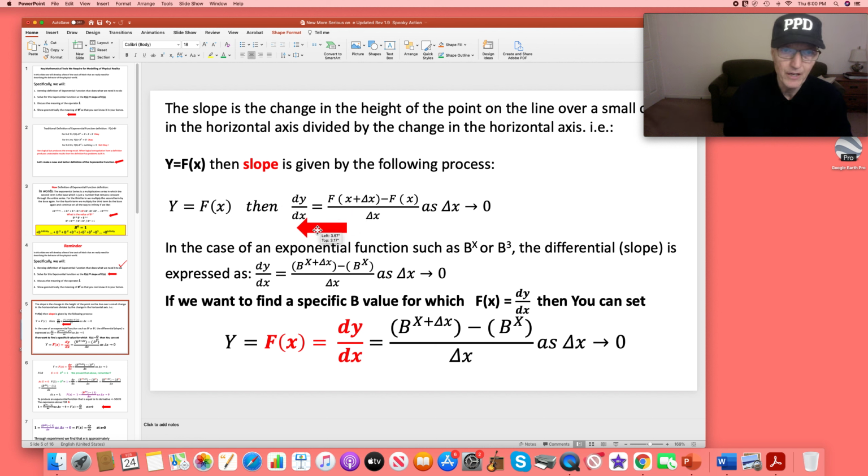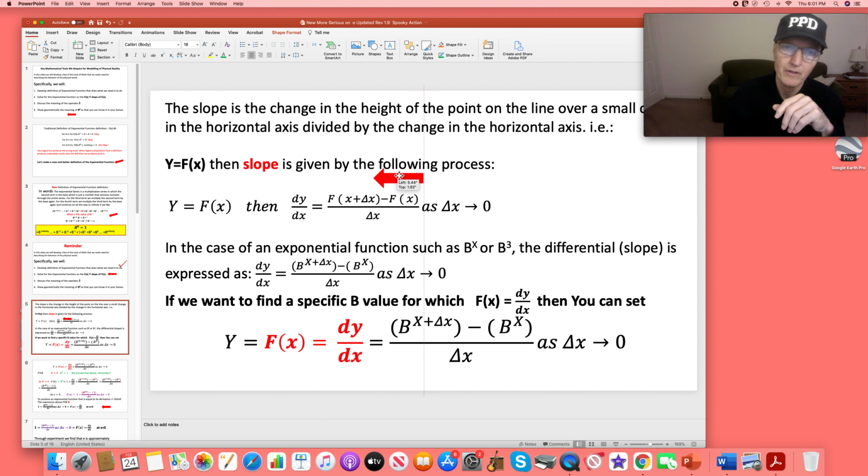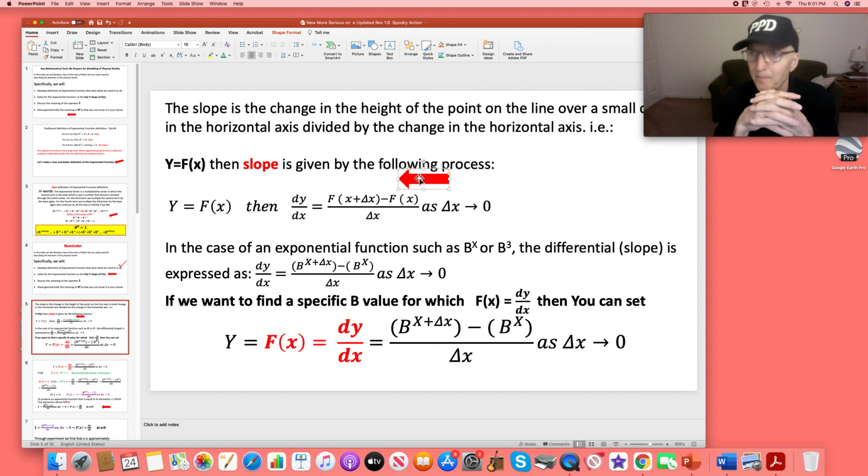So here we have the slope, the change in the height of the f of x divided by the change in the horizontal, dx, okay? So here we have, and this is known as a derivative, and it's also known in common terms as the slope. Now, the slope, if you have a curve and you want to find the slope at a point, you introduce a little perturbation.